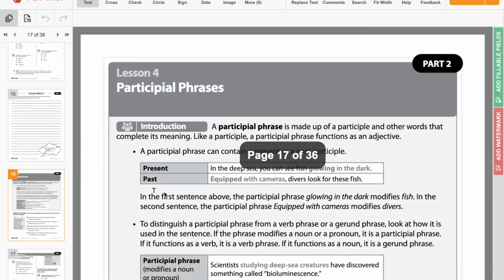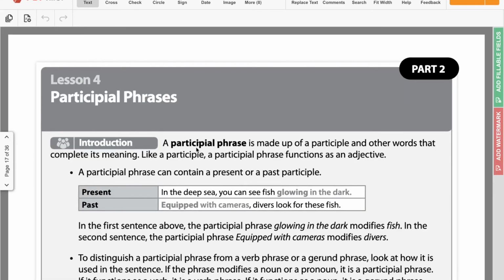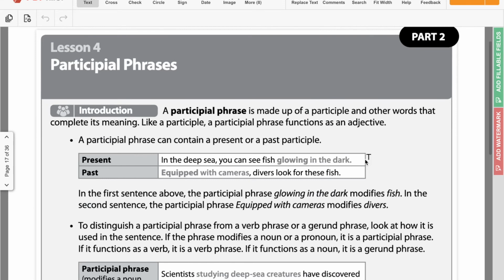So let's take a look at page 16 here, and we're going to go through this together. Almost exited out here. We're going to go through this together, and then we will do the guided practice, and then you guys will do page 18 on your own.